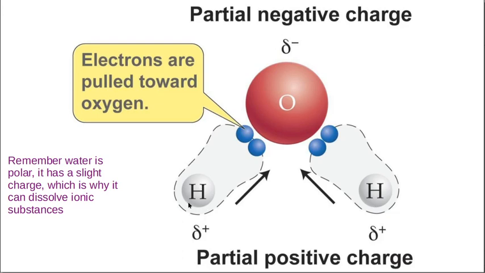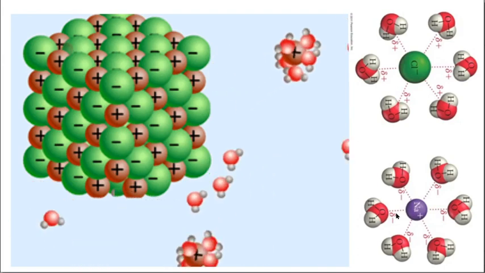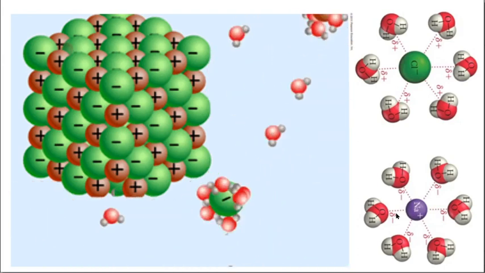So this end, this poor little proton in the hydrogen nucleus, is left alone. This is slightly positive, and the same with this one. So that's why water is polar, and we know unlike charges attract. So this is how water dissolves things.